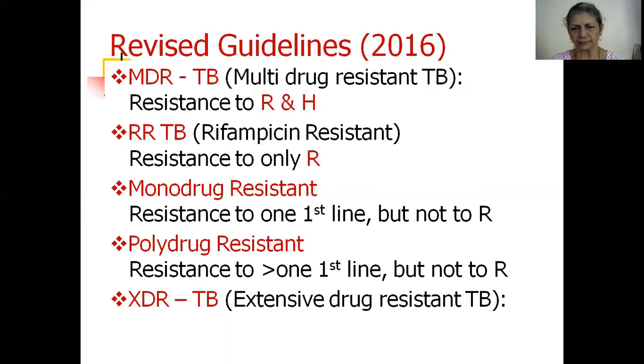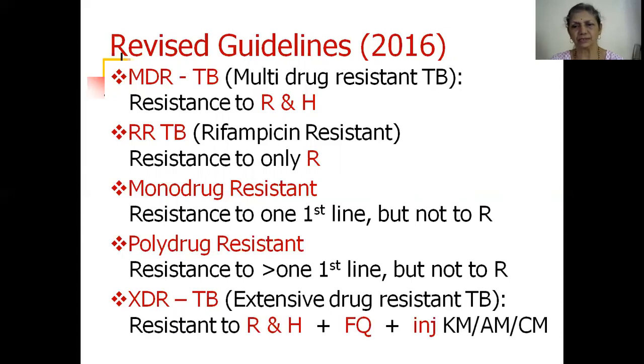And now we are landed with extensively drug-resistant tuberculosis, where there is resistance to rifampicin as well as INH, plus one of the fluoroquinolones, plus one of the injectable drugs. So there is resistance to one injectable, that is a group 2 drug, plus one fluoroquinolone, which is a group 3 drug, and of course R and H, which is extensively drug-resistant tuberculosis and very, very difficult to manage, and these patients have very bad prognosis.